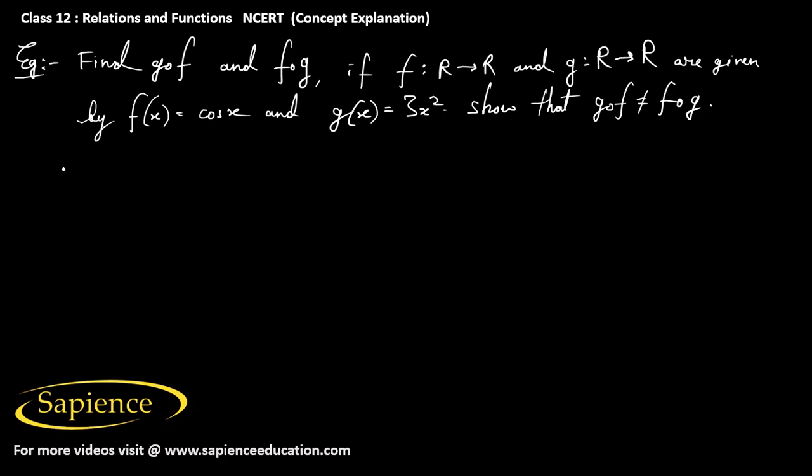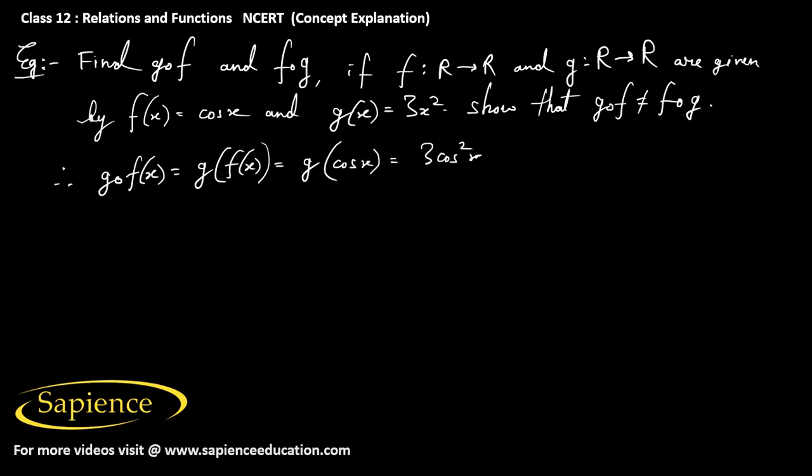So we have g of f of x. That will be g of, now f of x is cos x, so g of cos x. So that will be 3 cos square x, that is 3 (cos x) whole square, which is 3 cos square x.